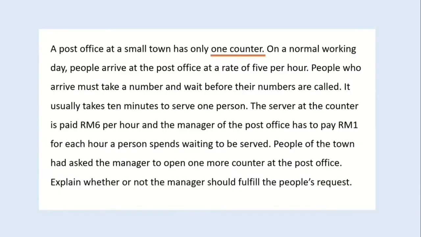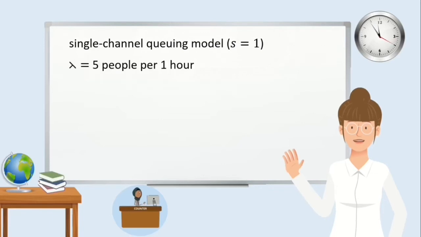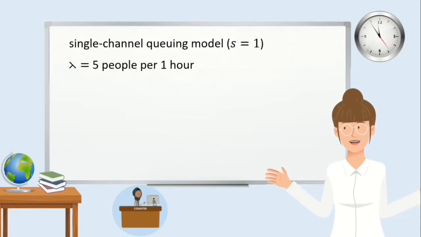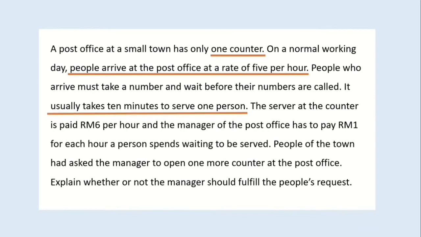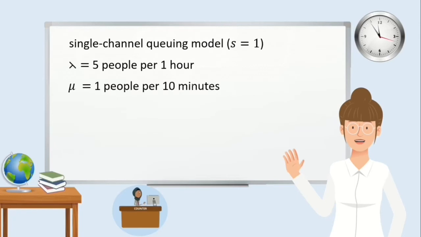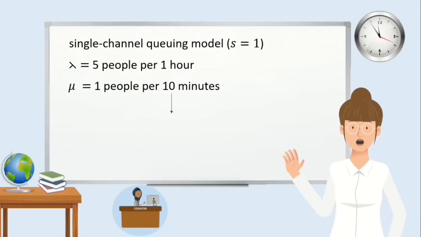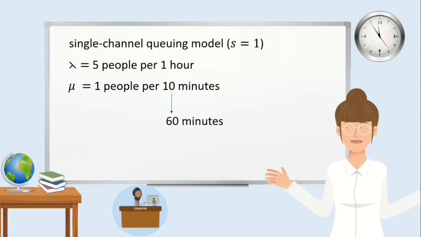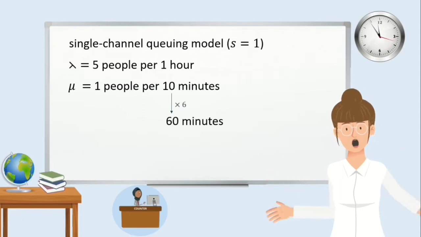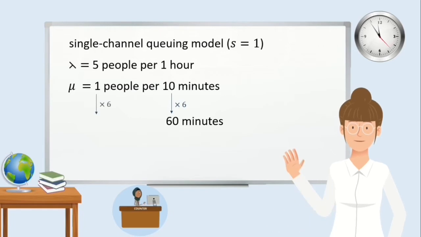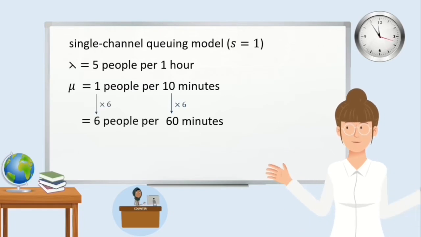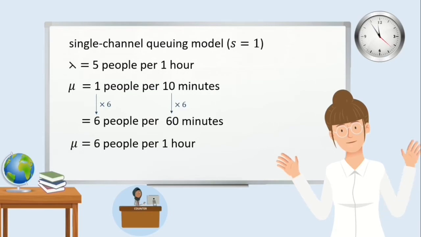And then, it says that people arrive at the post office at a rate of 5 per hour. Thus, lambda is equal to 5 people per 1 hour. It also says that it usually takes 10 minutes to serve one person. So, mu will be 1 people per 10 minutes. Change 10 minutes to 60 minutes, which is 1 hour, by multiplying 10 with 6. And 1 must also be multiplied with 6. So now, mu becomes 6 people per 1 hour.